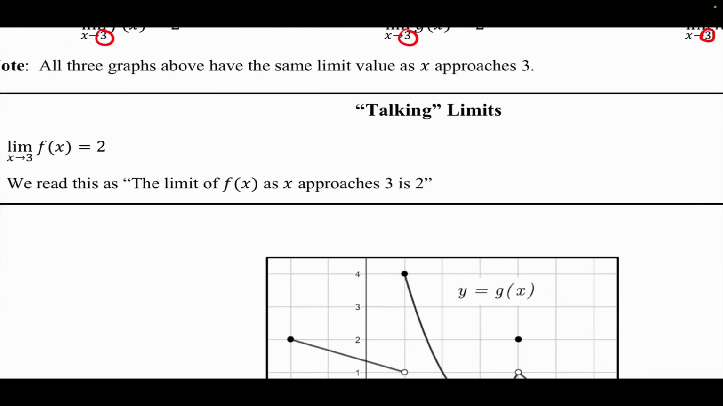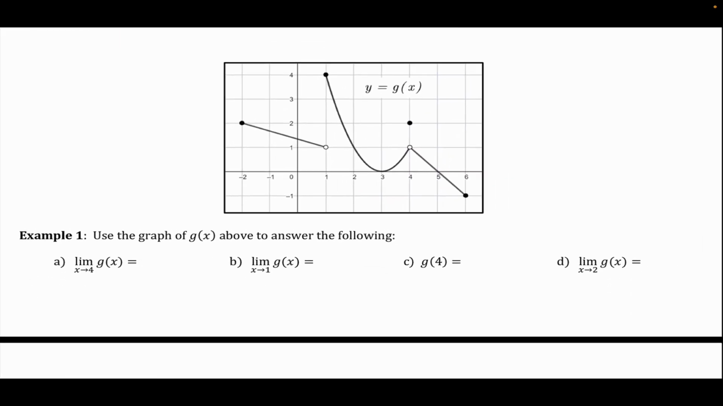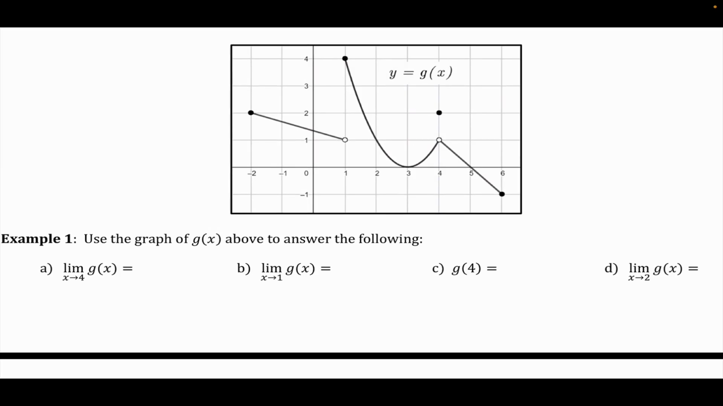So when we're reading this, we say the limit of f of x as x approaches 3 is 2. That's how we read it, okay? All right. Okay, so now let's go down to one that's not yet solved. So this is the first one we're going to do.